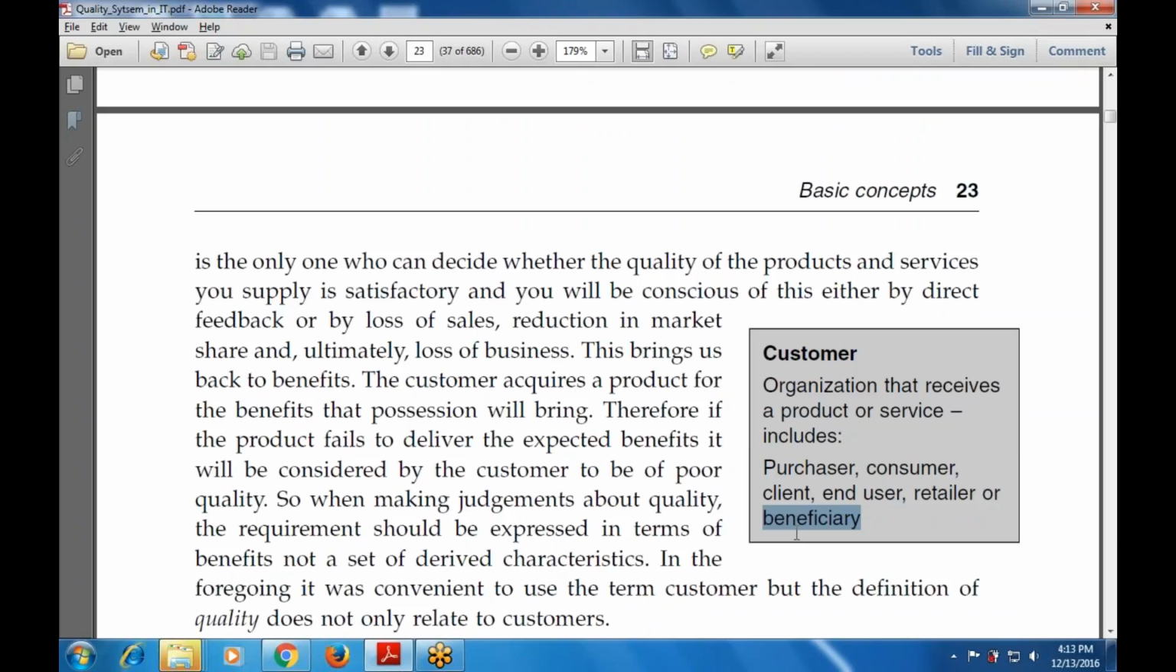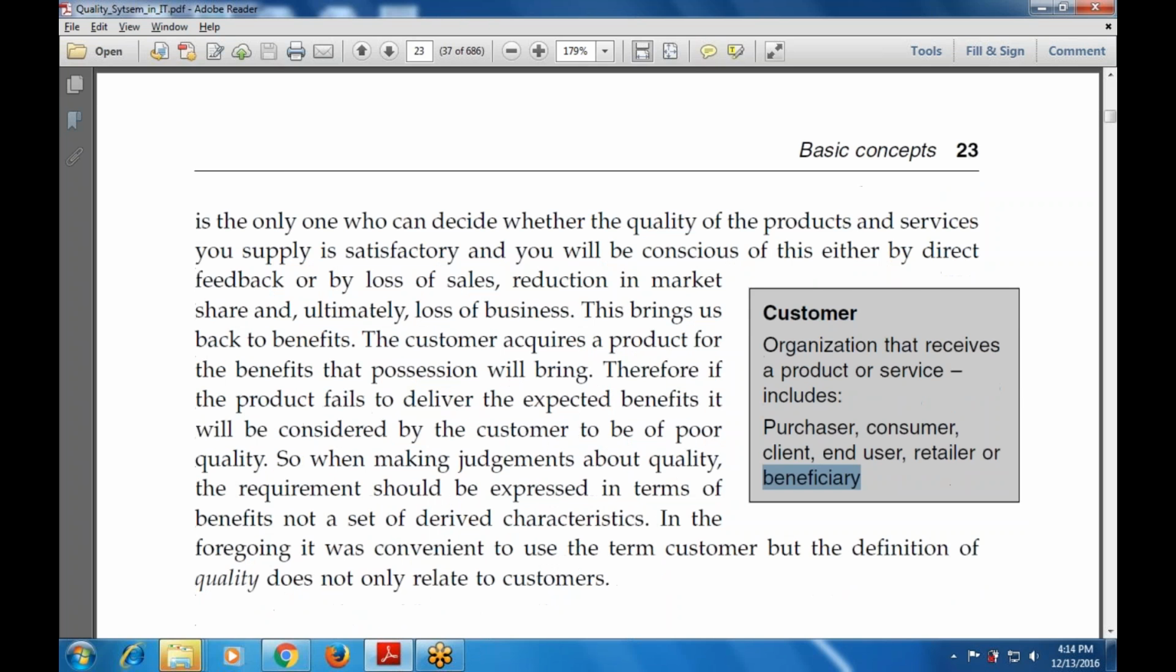That may be an organization that receives a product or services, a purchaser, a customer, a client, an end user, a retailer, or a beneficiary. But the definition of quality does not relate only to the customer, though it is convenient to use the term customer.